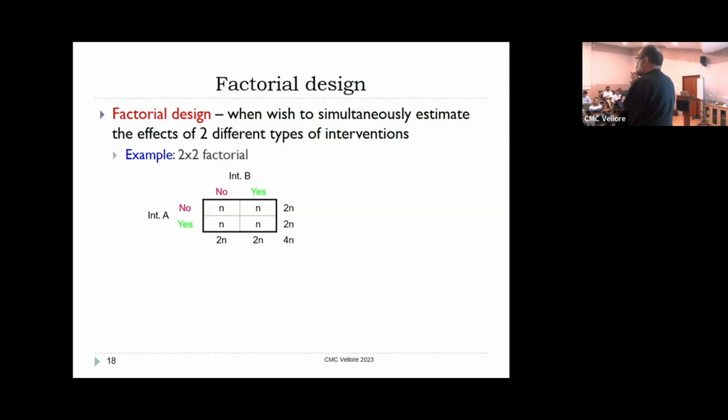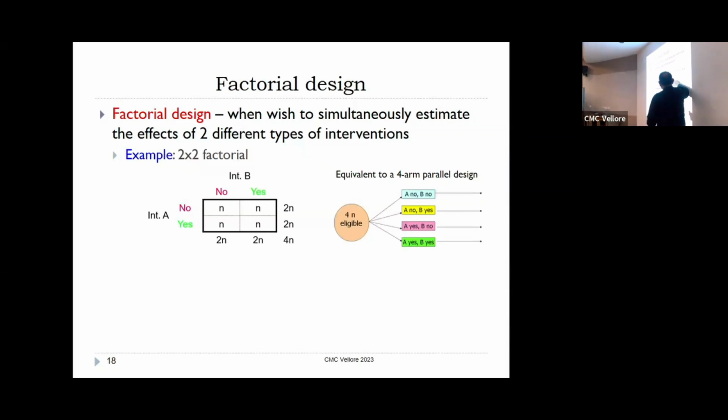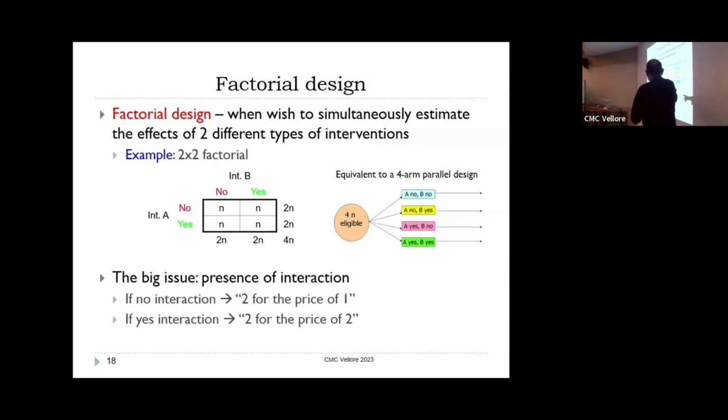But again, there is no free lunch. There is a problem here, right? What could be the problem? First of all, this is equivalent to doing a 4-arm parallel, because there are some people that don't get anything, the no-yes, the yes-no, and the yes-yes. Okay, so it's nothing but that. And the big issue is what we call interaction. And interaction is not talking to each other.